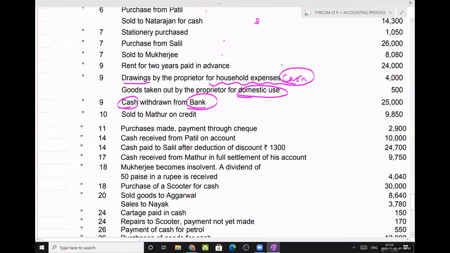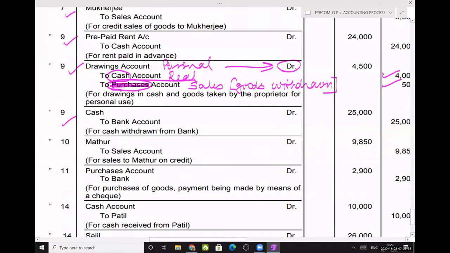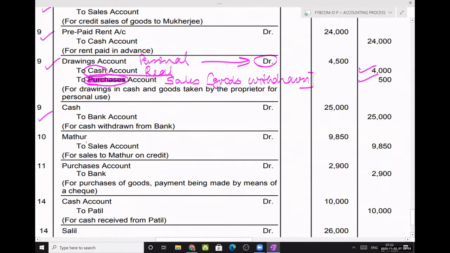Next, sold to Mathur on credit. Obviously, the name Mathur is given and also credit is given. It's a credit sale. So Mathur is my debtor party. Debtor means a personal account. What is the rule? Debit the receiver. Then to sales, meaning goods sold, which means real account, credit for goes out.